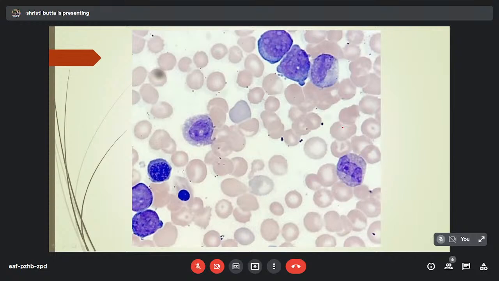And it was a case of transient abnormal myelopoiesis. And these are blasts with blebs and vacuoles in their cytoplasm and prominent nucleoli, and this is nothing but a TMD associated with Down syndrome. Yes, there was a history of Down syndrome.